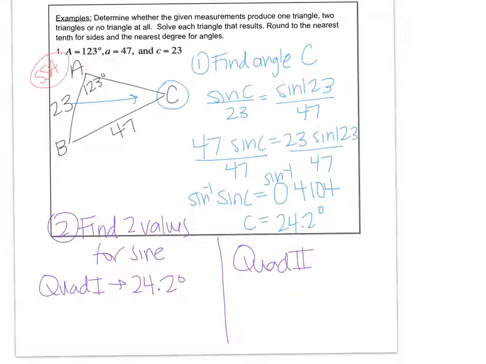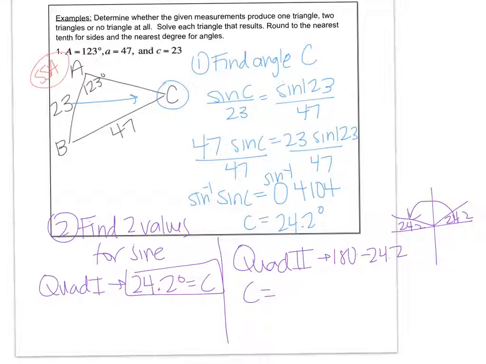The quadrant 2 answer, if I drew a little picture over here, if right now we know this is 24.2 degrees, the quadrant 2 answer is also going to have a reference angle of 24.2 degrees, but we want the official angle, so you have to do 180 minus 24.2 to get that. So for the quadrant 2 answer, I'm doing 180 minus 24.2, and that's going to be angle C. Angle C for the second problem is going to be 155.8. And then we start to solve the rest of the triangle here.